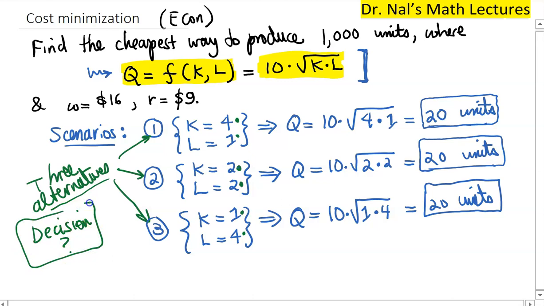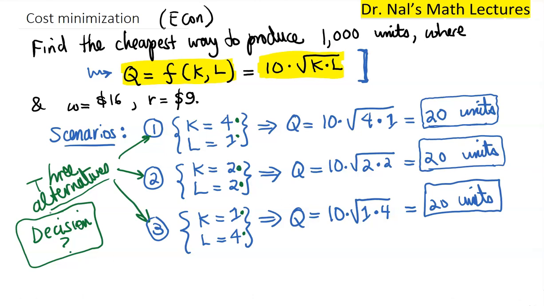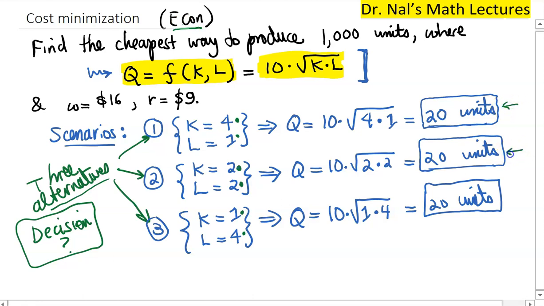So how are you going to decide which of these 3 alternatives is the best? What do we mean by the best? I think it's clear that from an economic perspective, the best is noticing that these 3 alternatives ultimately lead to the same outcome. The best alternative is the one which minimizes cost.